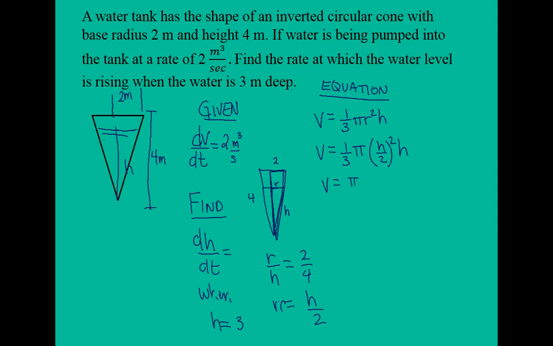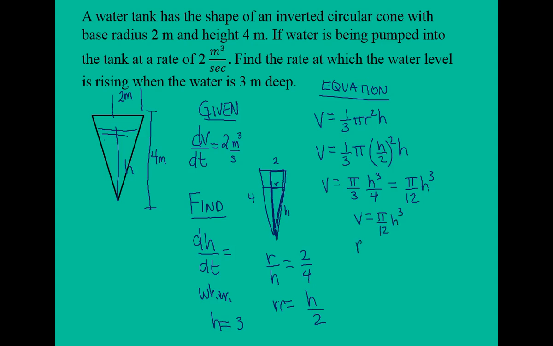So we'd have pi over 3. And if we multiplied this out, h over 2 squared is h squared over 4. So we'd have h cubed over 4. And again, we haven't found the derivative yet. We're just simplifying our equation. So this would be pi over 12 times h cubed. Now, that is going to be much easier to work with. So we have our volume equals pi over 12 h cubed.